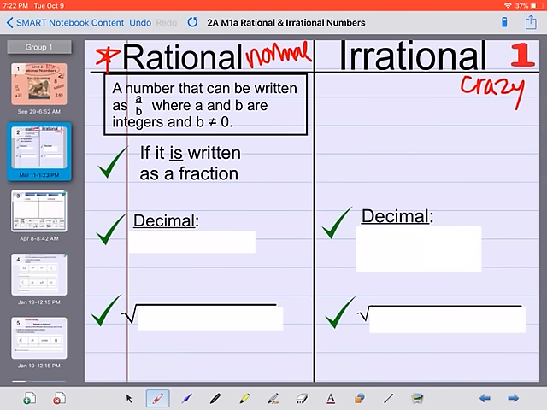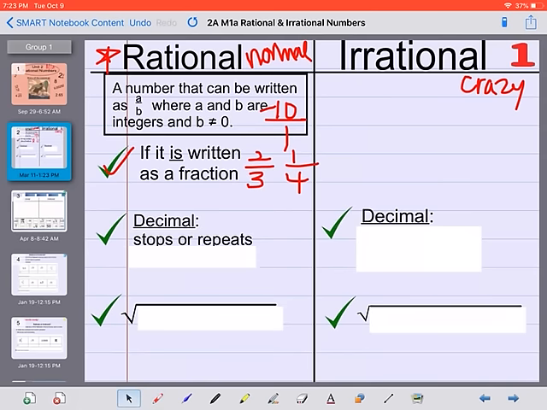So for example, 10 is not a fraction, but I can write 10 over 1. 10 divided by 1 is really 10, and that is a fraction. So any of our counting numbers, whether it's negative or positive, are also rational numbers. So if it is written as a fraction, it's rational. It could be 2 over 3. It could be 1 over 4. It could be 10 over 1. Any of those are written as a fraction.